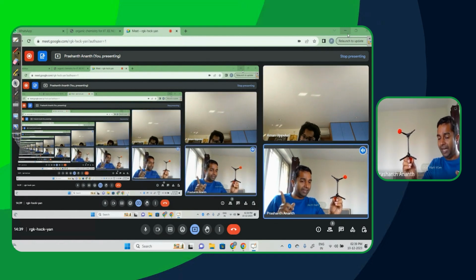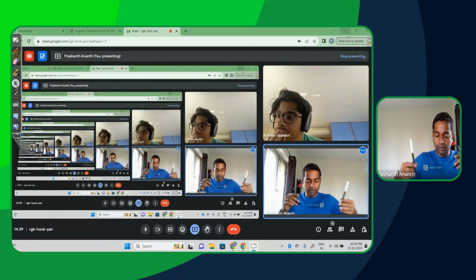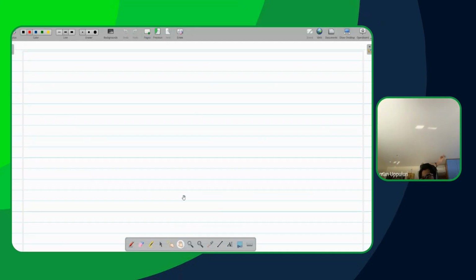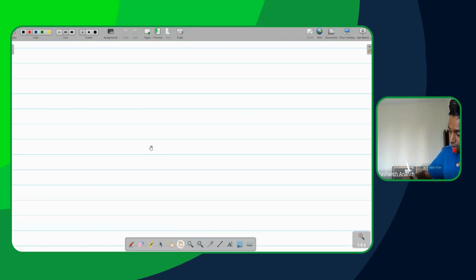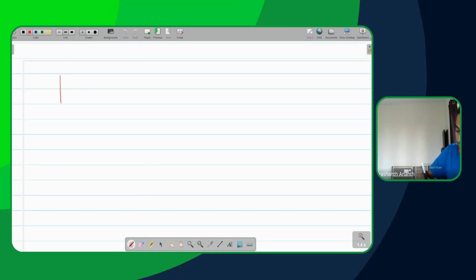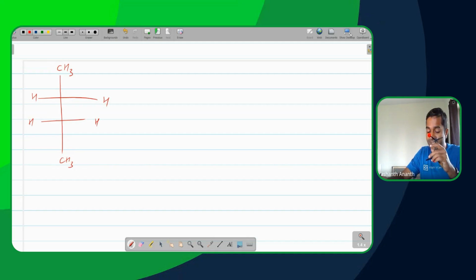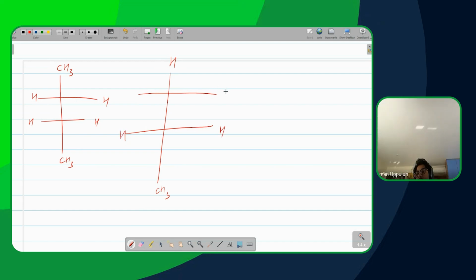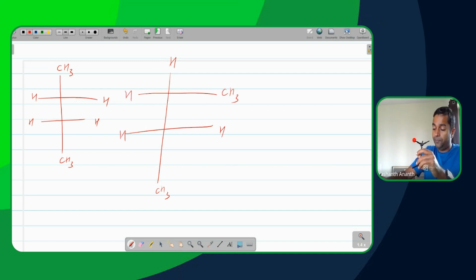What was the previous diagram looking like? That previous diagram should have looked like this. Let me draw that first one. We should have had a methyl here, a methyl here, and a hydrogen here, hydrogen here, hydrogen here, hydrogen here. This was the first structure. Now the second one has hydrogen over here, methyl here, hydrogen here, hydrogen here, and in this particular case a methyl here and a hydrogen here.